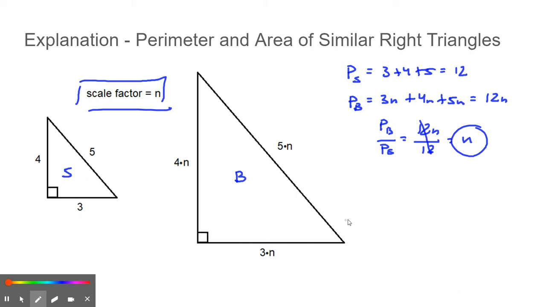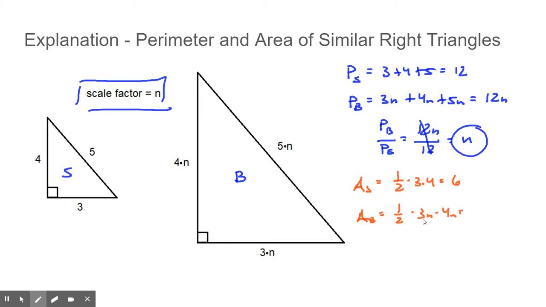Now, what if I do the areas? Let's find the area of the small by taking 1/2 the base times the height. Half of 12 is 6. And let's find the area of the big. I would take 1/2 the base times height. Half of 3 times 4 is still 6, and n times n is n squared. If I compare the area of the big to the area of the small, that would be 6n squared over 6. The 6s cancel, and there is your scale factor squared.